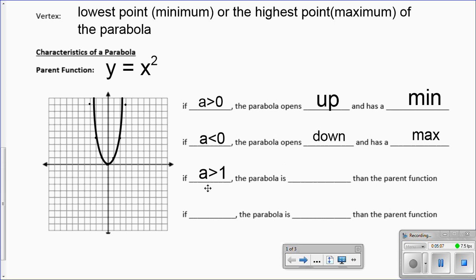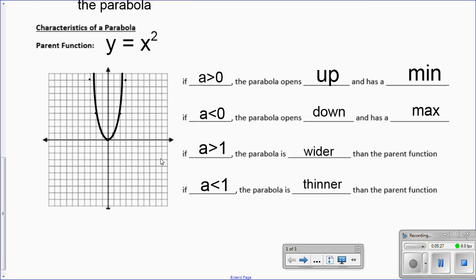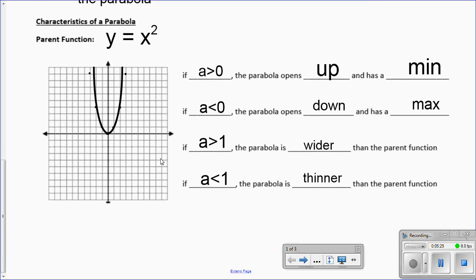If a is greater than 1, it means it's going to be a narrower parabola compared to the parent function. And if it's less than 1, it's going to be wider than the parent function. So if it is 1, it's going to be the same width as the parent function. It's just going to be moved up or down or left or right. It's still going to be the same shape. So just some characteristics.